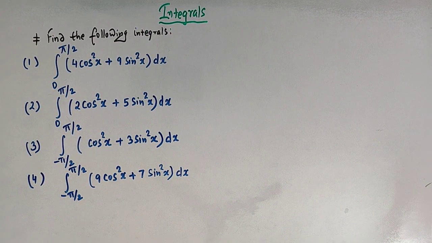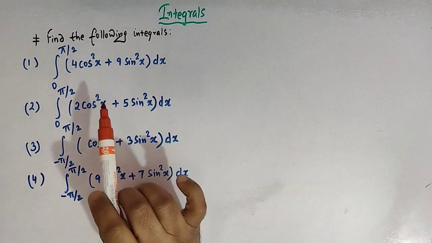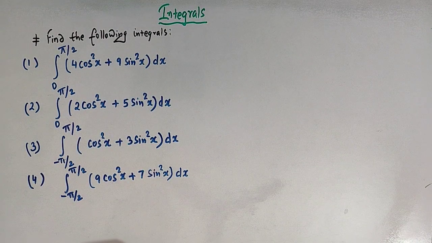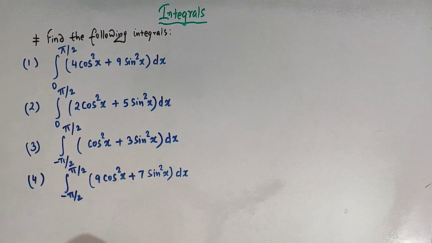Hello viewers, in today's class we are going to discuss these four important integrals involving the combination of cosine function and sine function. Here we'll write the values of these four integrals in a direct manner. We are going to use a direct result to get the values of these four integrals. Now let us first closely observe these four integrals.